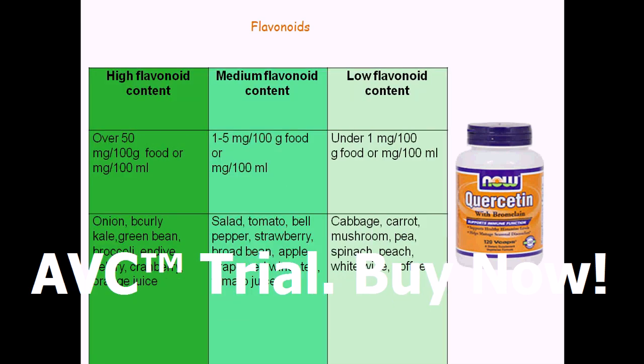High flavonoid content foods are onion, kale, broccoli, green bean, orange juice, and cranberry. Medium flavonoid content foods are salad, tomato, bell pepper, strawberry, broad bean, apple, grape, red wine, tea, and tomato juice. Low flavonoid content foods are cabbage, carrot, mushroom, pea, spinach, peach, white wine, and coffee.